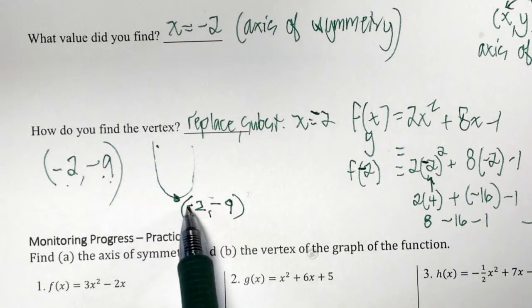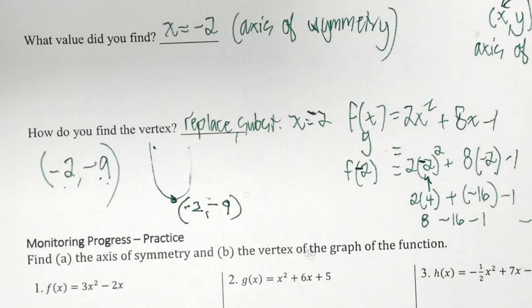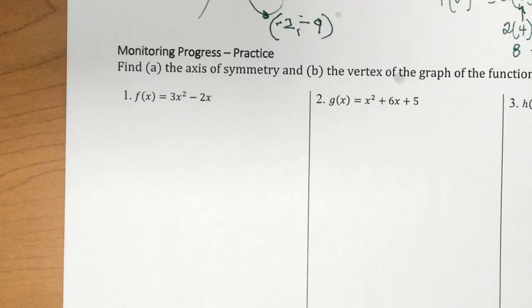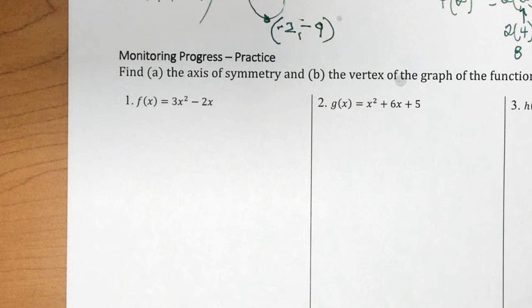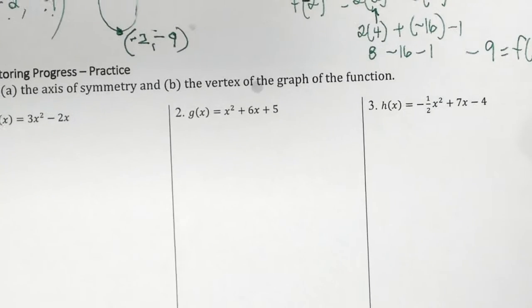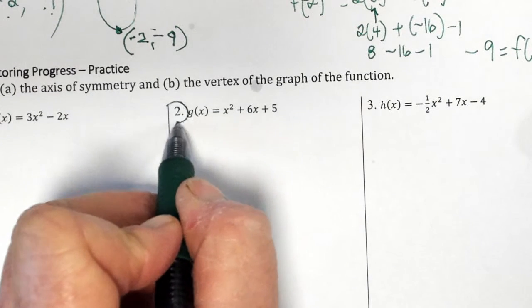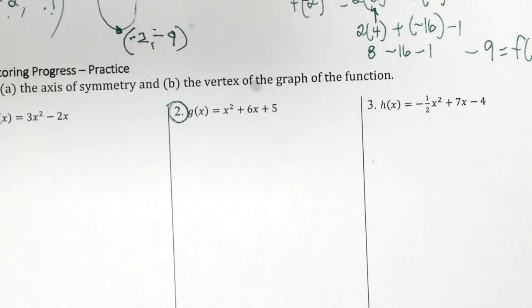Okay, so what we did in class yesterday is we actually did number 1. We found out that number 1 was not very friendly, and that you got a fractional number. So I'm going to ask you to do number 2. You're going to turn off the video, work through the problem, and then double check your work against mine.